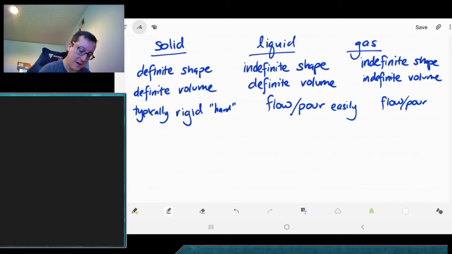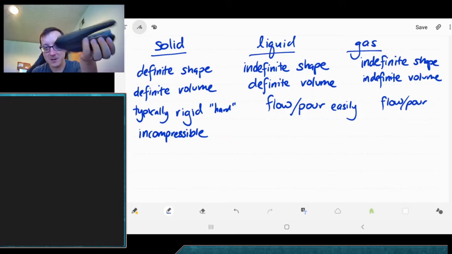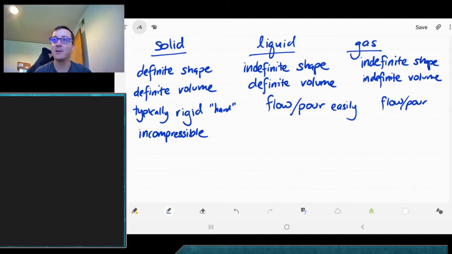Let's see, what else do we have? Solids are typically incompressible, which means you can't squish them to make them smaller very easily, to make them take up less space. Some solids, yes, like a sponge or something like that, you can kind of compress them, but that's not an ideal solid. If we're thinking about the stapler, if I'm really squishing it, look how hard I'm squishing it. But it's not compressing, right? Solids don't typically compress very easily.